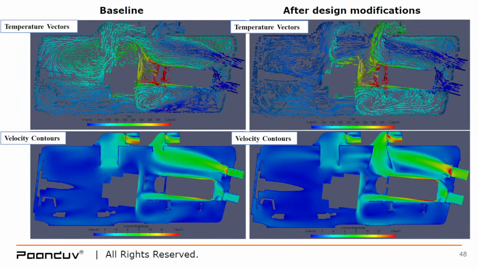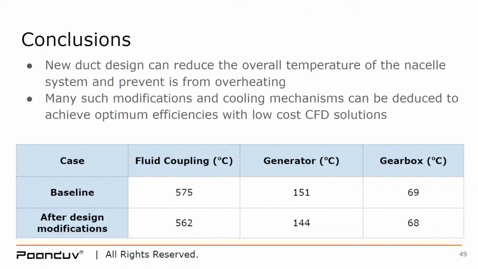Okay, so if you look at these results, the baseline results, which is before optimization and after design modifications, you can see that the temperature and velocity contours are different. A huge amount of heat is carried away by this new duct, which is placed in outlet number 2. If you especially look at the velocity contour, you can see that the new duct is taking away a lot of heat from the system. The conclusions are very straightforward.